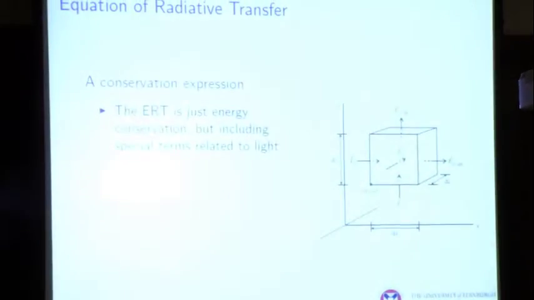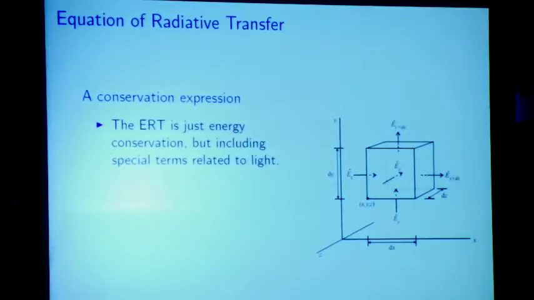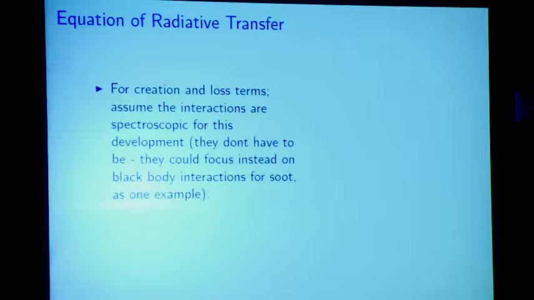The ERT is just conservation of energy, and we do the same thing you would do in fluid mechanics or heat transfer or diffusion or something like that. You draw a little differential volume in space and you add up what goes in and what goes out. That's it. So the rate of change of energy inside the control volume is equal to the rate at which it enters minus the rate at which it leaves, plus energy creation terms minus loss terms. That's all it is. You've seen that lots of times, I think.